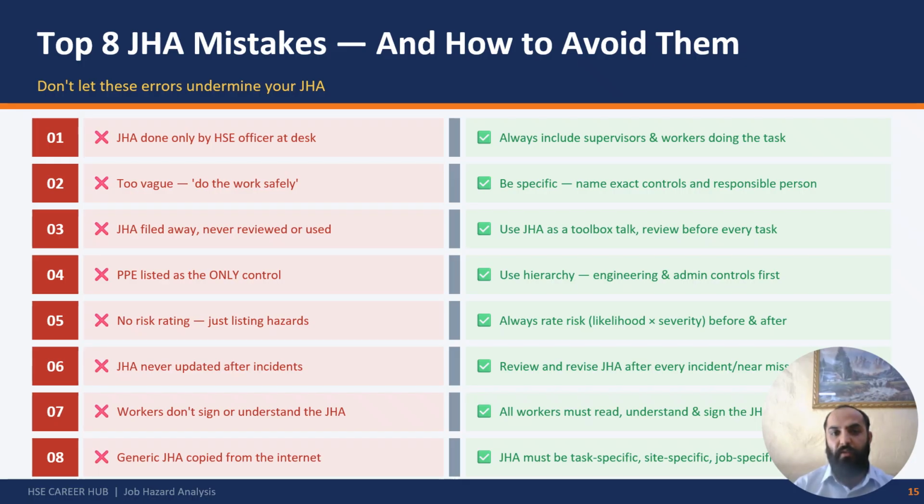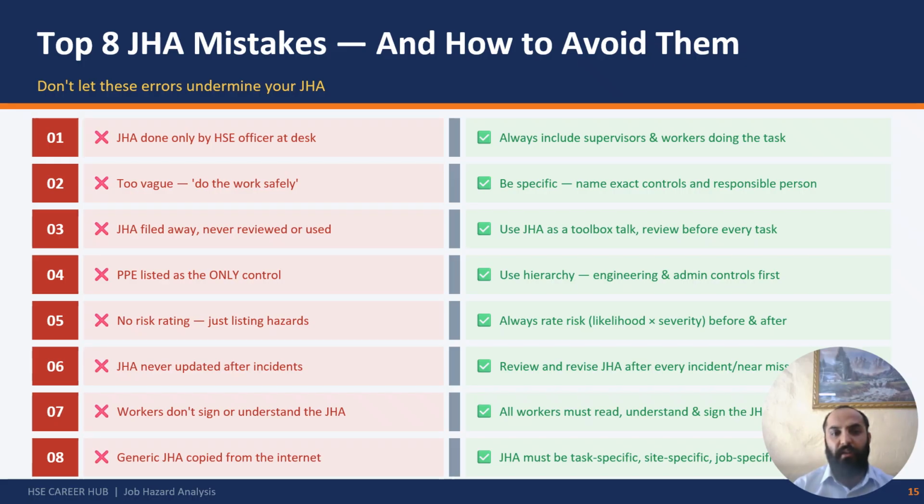Mistake 6 that I noticed is the JHA is never updated after an incident. Every near miss is a gift. It's telling you your current JHA did not catch this. So we have to update it immediately.